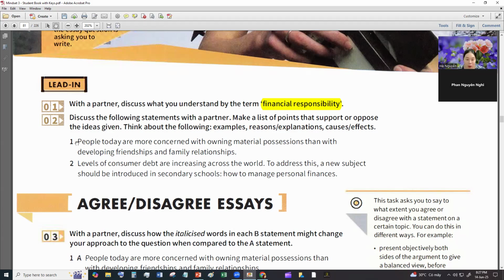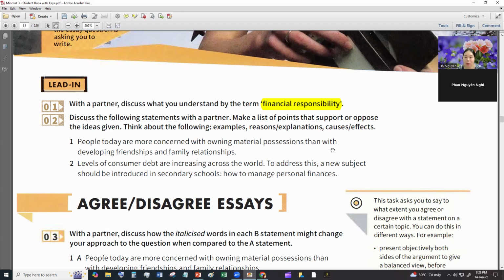Okay, so number 1: people today are more concerned with owning material possessions than with developing friendships and family relationships. Number 2: levels of consumer debt are increasing across the world. To address this, a new subject should be introduced in secondary schools: how to manage personal finances.